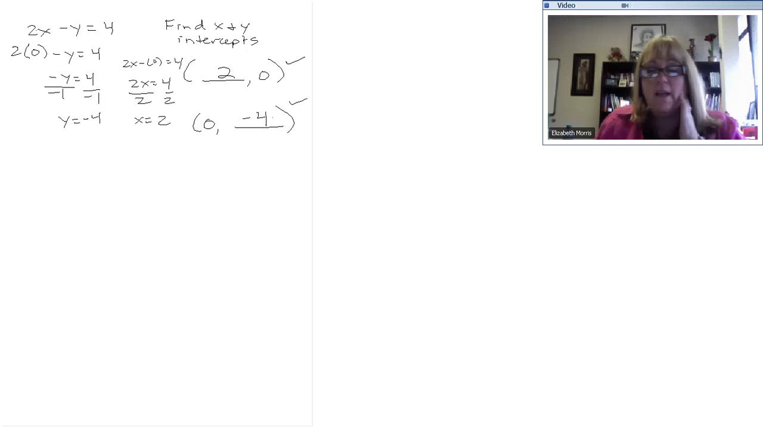X-intercept, y-intercept. Okay? So that's what they mean when they say find the x and y intercept. It's just setting each one equal to 0 and solving.